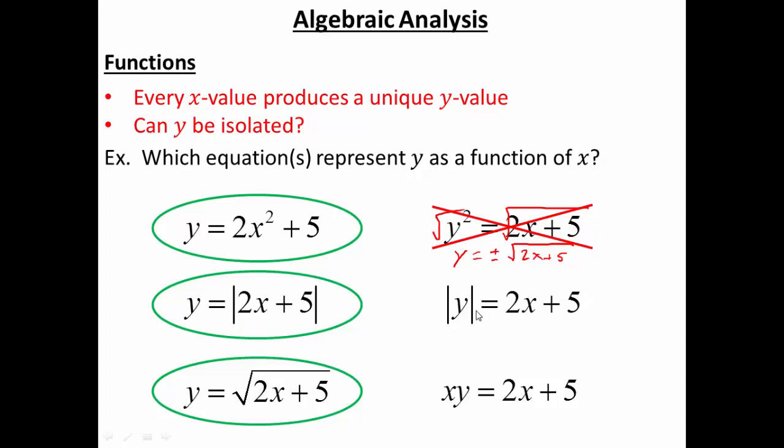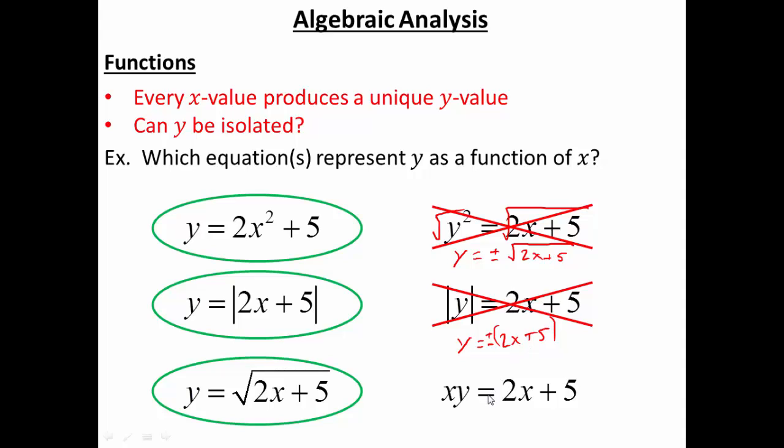Same thing here, absolute value around the y instead of around the x. We talked about this last time. The way to get rid of that absolute value is to drop it and make it two separate problems. We have positive 2x plus 5, but we could also have negative 2x plus 5. So dropping an absolute value is pretty much the same as getting rid of a square. That's to put a positive negative on the other side. So that one doesn't work either.